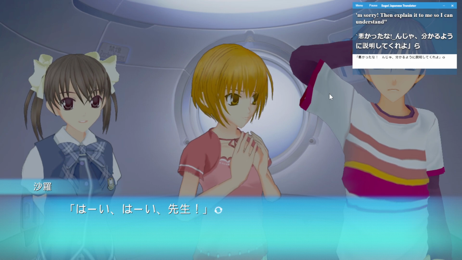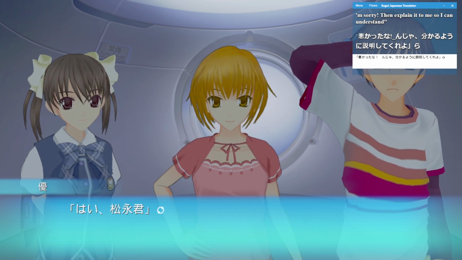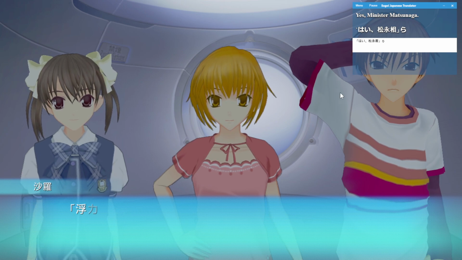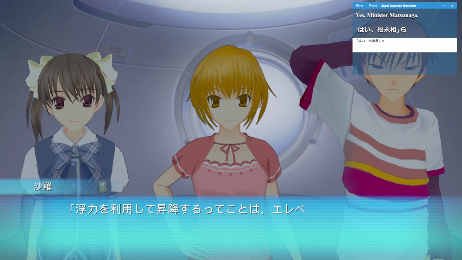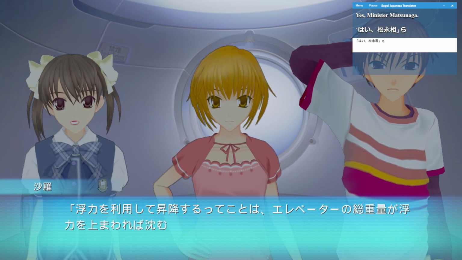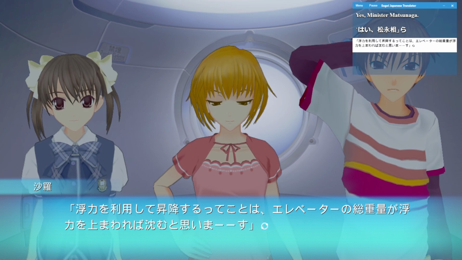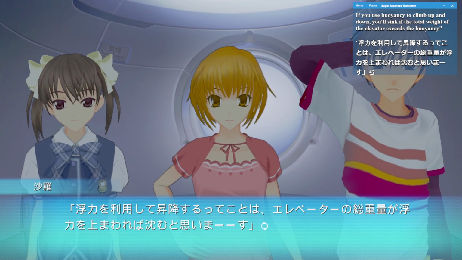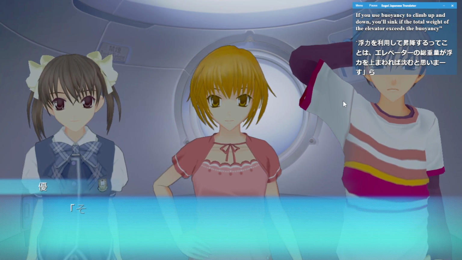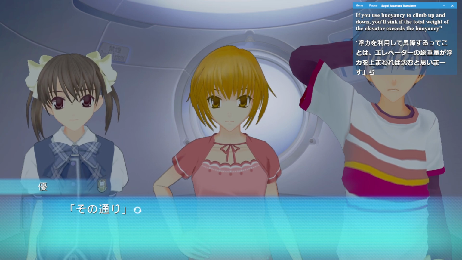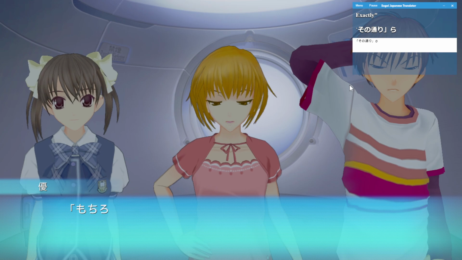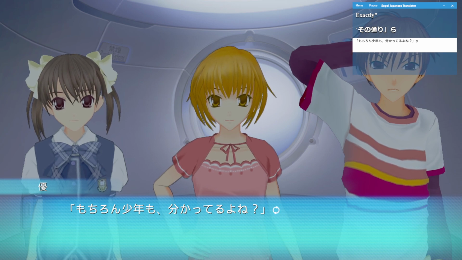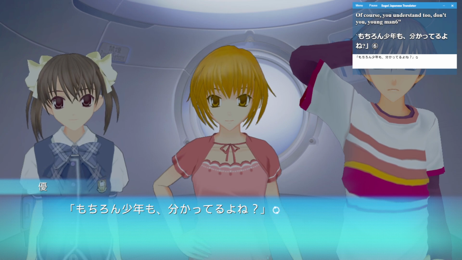Yes, yes, teacher. Yes, Matsunaga-kun. If you use buoyancy to go up and down, you'll sink if the total weight of the elevator exceeds the buoyancy, or exceeds the weight of the water it displaces. Exactly. Of course you understand too, don't you, young man?